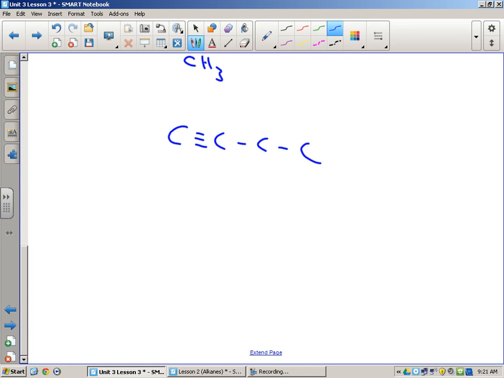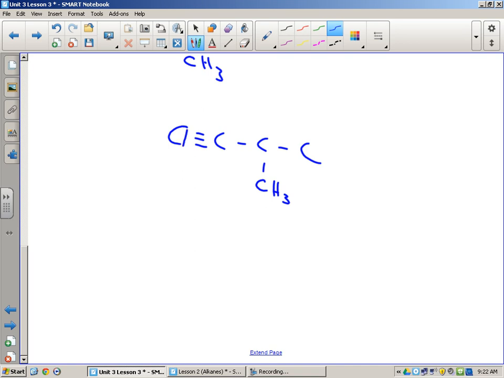Can I put it here? No, because this one's already got 4 bonds around it, so I can't put the methyl group here. I don't really have a choice. I have to put it there. So those are little things that you have to understand. Carbon can only form 4 bonds, of course, and in some cases you're not going to have a choice where to put that.